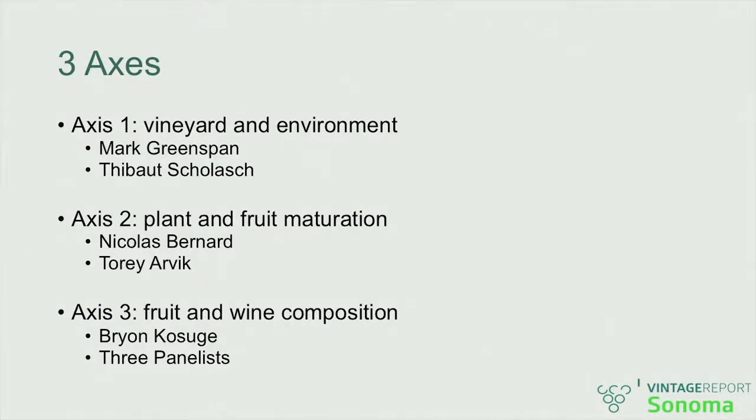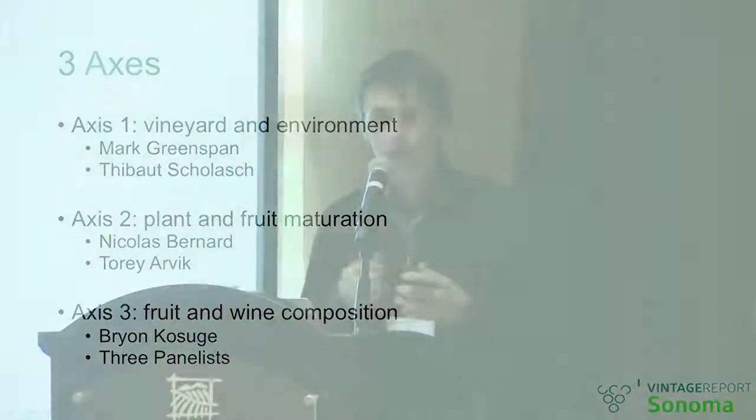Then the second axis focuses on the relationships between plant and fruit maturation. We know that the footprint of environmental stresses is going to upregulate or downregulate genetic activation of maturation. Therefore, it's completely logical to expect that the history of plant stresses early season should impact the chemical composition of the fruit late season. And that will be discussed by Nicolas Bernard and Tori Harvik.